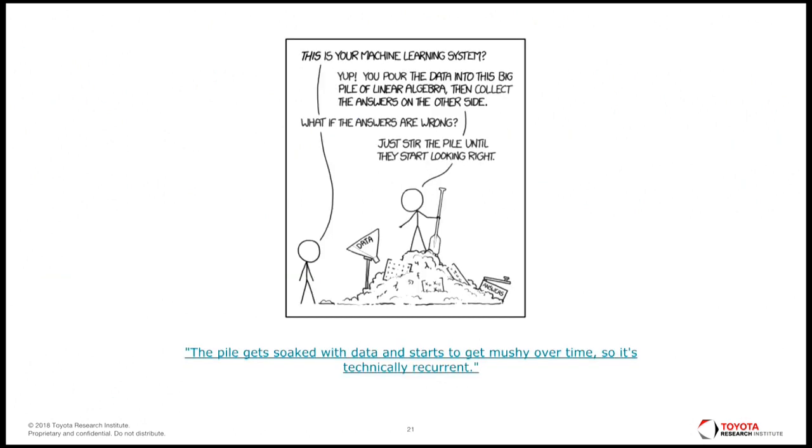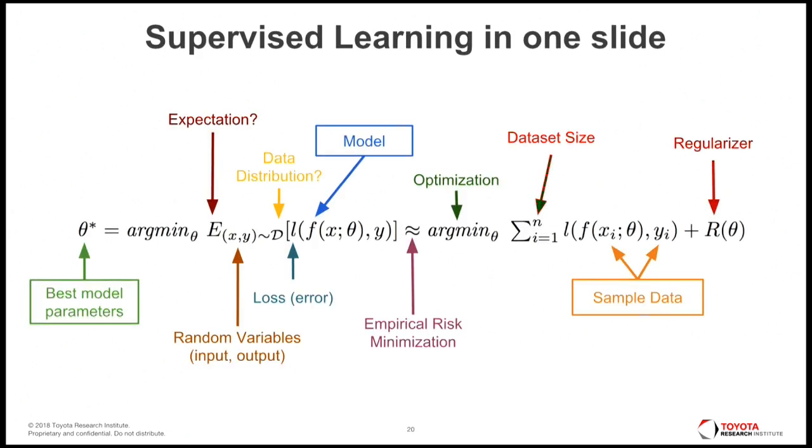This is the XKCD version of what is machine learning. So the first person asks, this is your machine learning system? The second says, yup, you pour the data into this big pile of linear algebra, then collect the answers on the other side. What if the answers are wrong? Just stir the pile until they start looking right. Right? So stirring the pile might be getting that sum, sampling, or doing other shenanigans, okay?